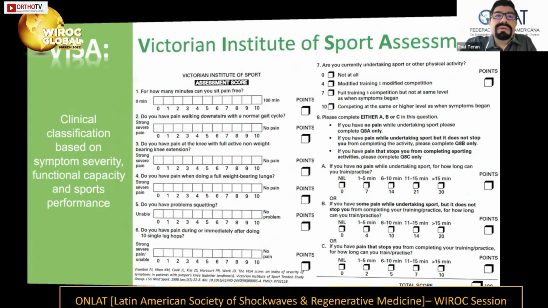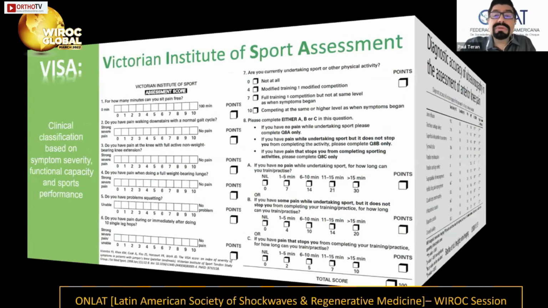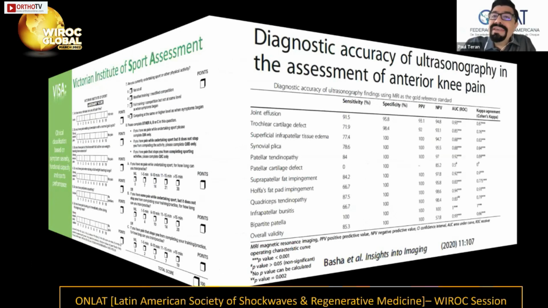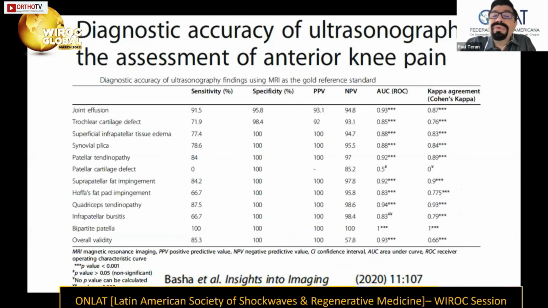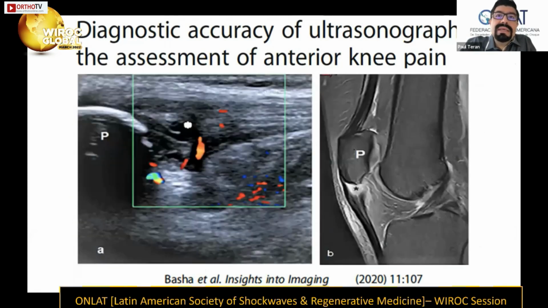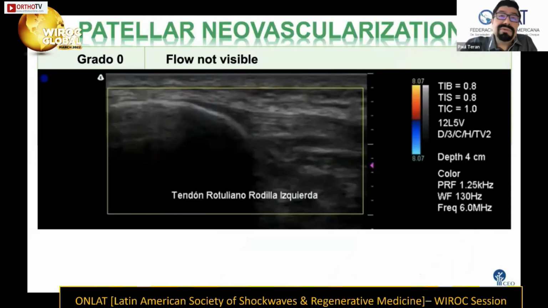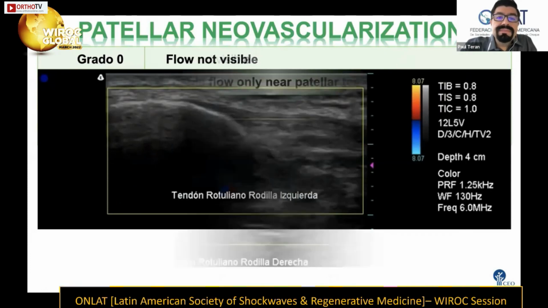As a method of initial diagnosis, ultrasound has shown safety in diagnosis compared to MRI, allowing us to see details of the tendon's quality in the patellar tendon compared with MRI. And with a new ultrasound device, we can see all of the details of these tendinopathies, as well as the neovascularization scale, in which grade 0 doesn't show flow.